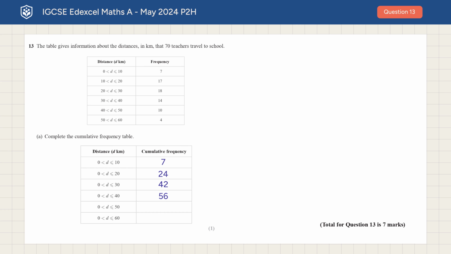For distances up to 50 kilometers, we add 10. 56 plus 10 equals 66. And finally, for distances up to 60 kilometers, we add the last group of 4. 66 plus 4 gives us a final total of 70. So our completed cumulative frequency table now shows our running totals ending at 70.